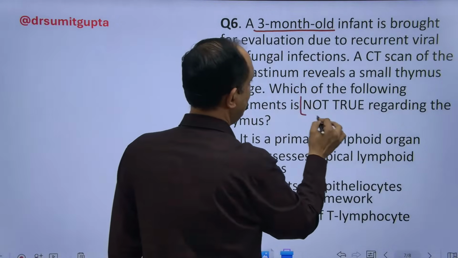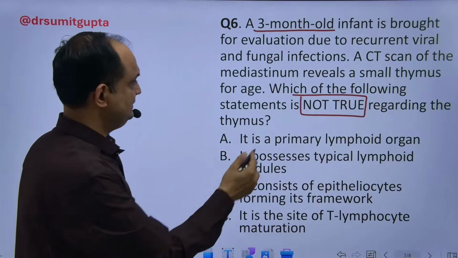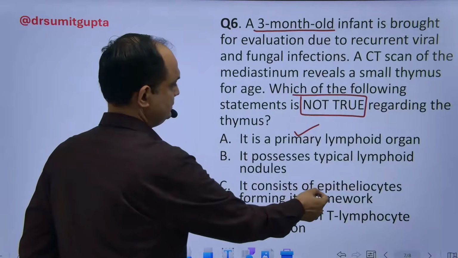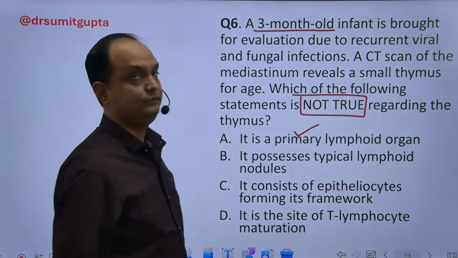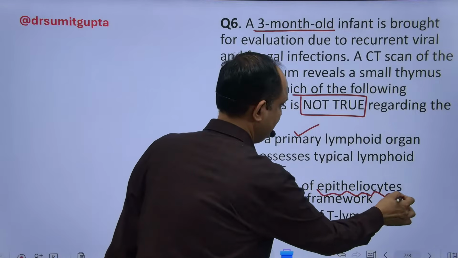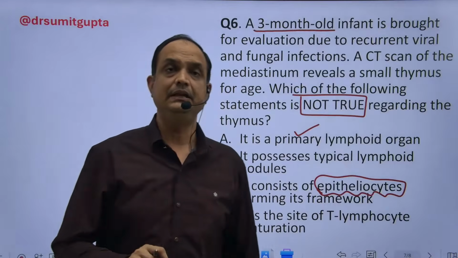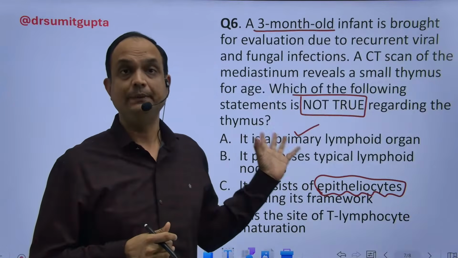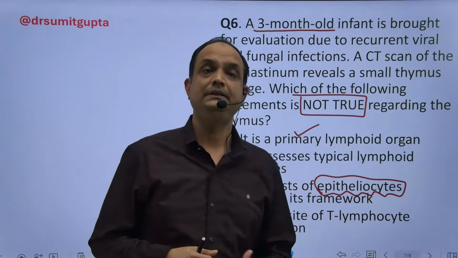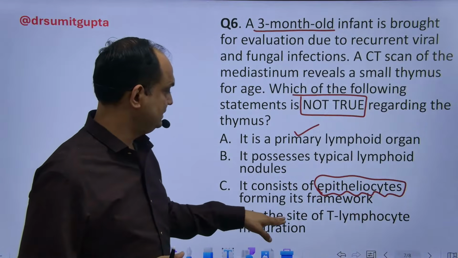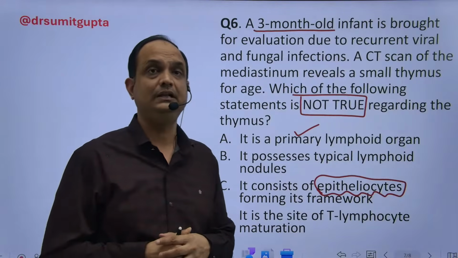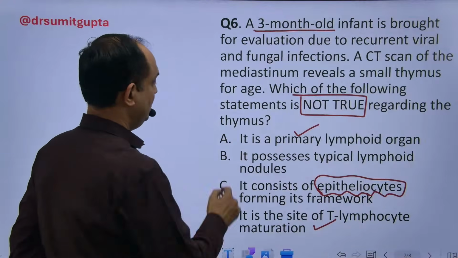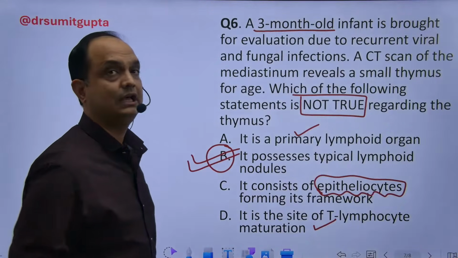Which of the following is not true regarding the thymus? So, thymus is a primary lymphoid organ. Yes, it is right. It possesses typical lymphoid nodules. It consists of epitheliocytes forming its framework. Now, what are epitheliocytes? These are epithelial reticular cells, and they are important to form the framework of this thymus. Now it is the site of T lymphocyte maturation. Yes, I just told you that T lymphocyte production and maturation take place in the thymus, so this is also right. So which is the wrong answer? Now B is not correct for the thymus.